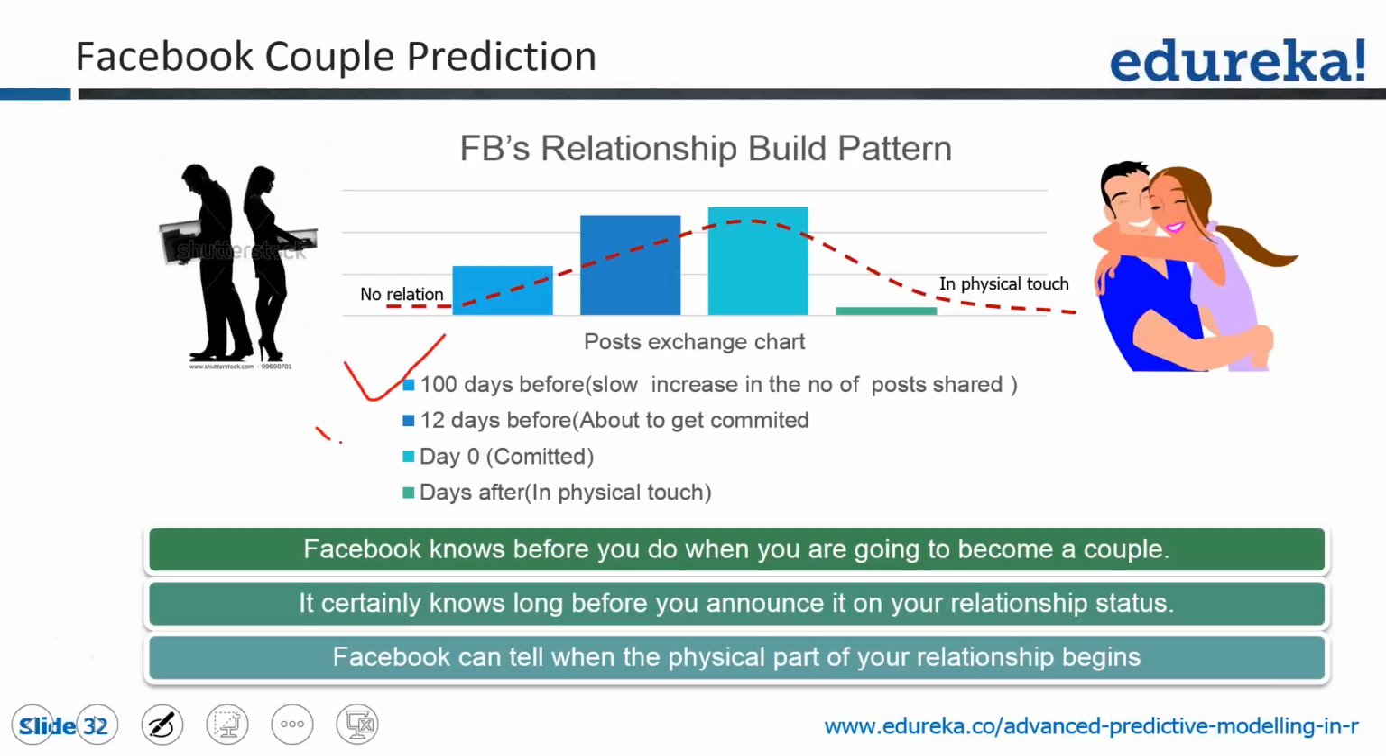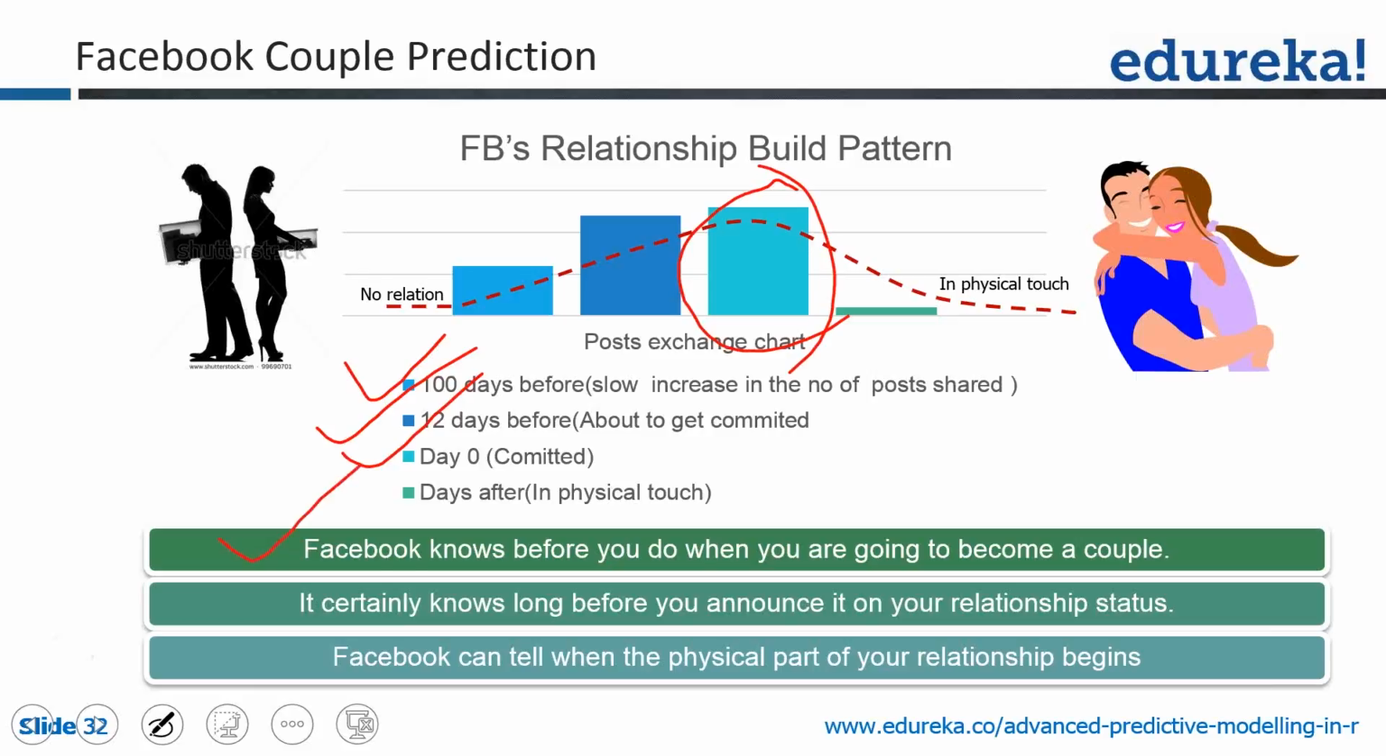100 days before you meet someone, before you come in physical touch, contact, that will be the rate at which you'll post. 12 days before you're about to commit to a person, right? 12 days before, your number of posts increase. And day zero, when you're committed, it's so much, you are extremely happy. After that, obviously, it's going to come down.